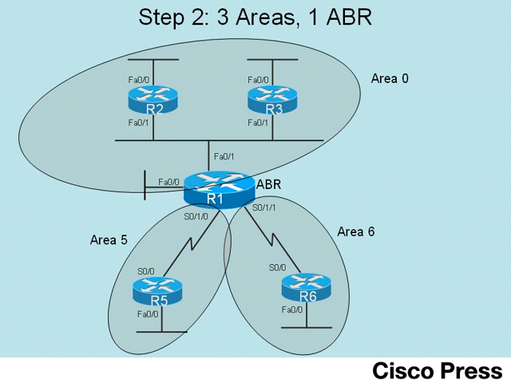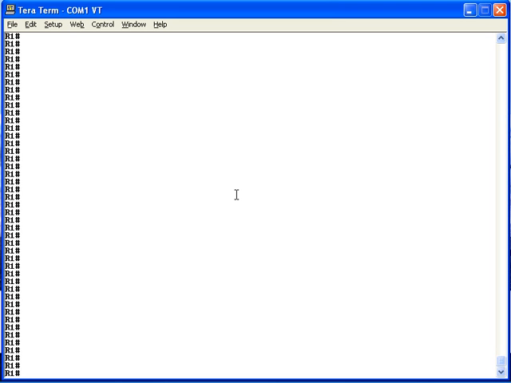To do so, R1's S010 interface will be configured to be in area 5, and its serial 011 interface will need to be configured to be in area 6. For this lab step, all the new IP addresses on router 5, router 6, and router 1 have been pre-configured, and router 6 is already configured with its OSPF configuration. So we'll show how to add the configuration on both R1 and R5.